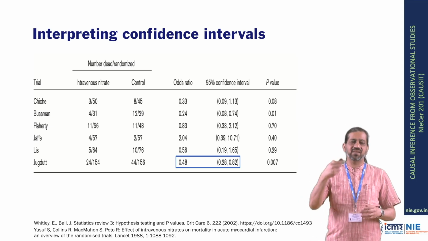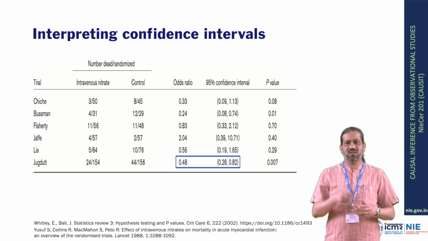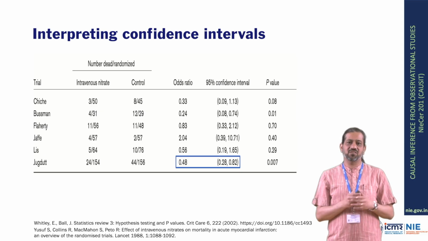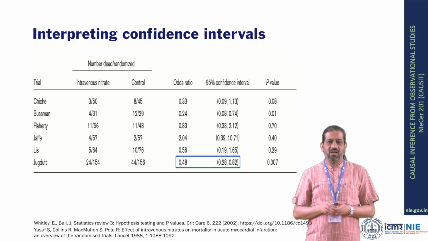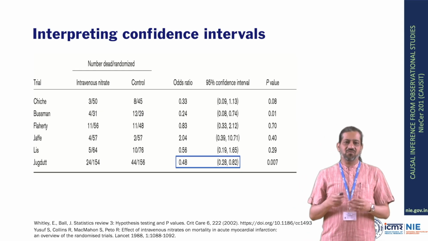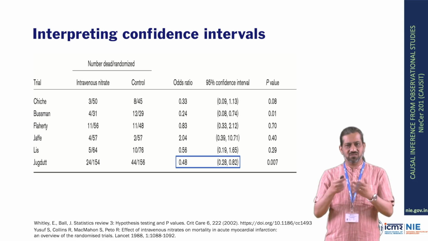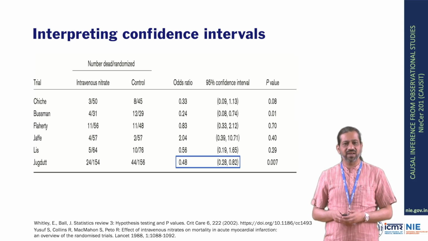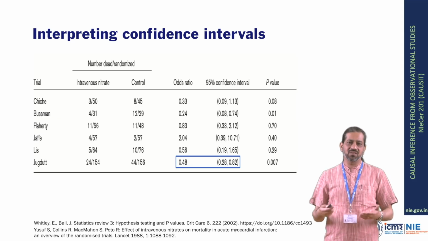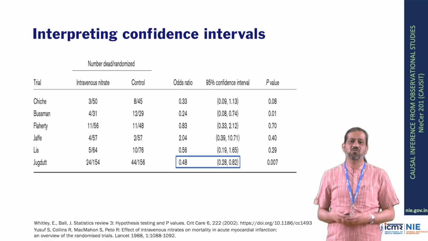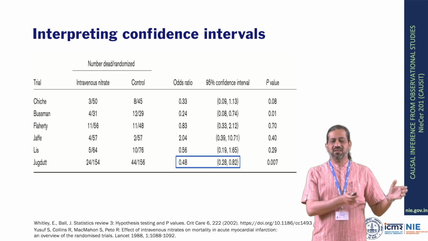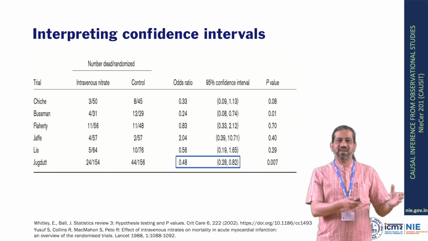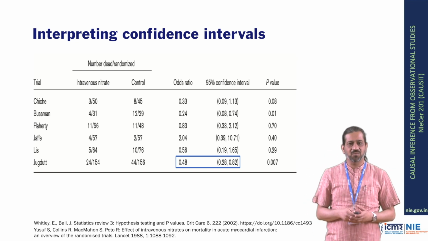If you now compare that with, for example, the Busman study, 0.08 to 0.74, this one is narrower, 0.28 to 0.82. And so we can say that the result of this trial, this odds ratio of 0.48, is much more reliable compared to, say, the odds ratio of 0.24. Although both studies definitely show a negative effect, or a preventive effect, of intravenous nitrate on mortality.